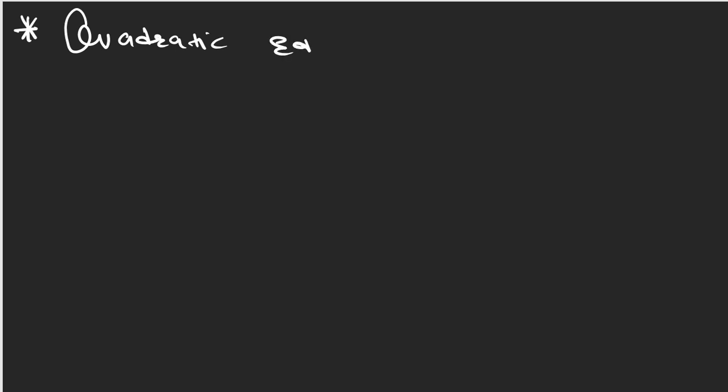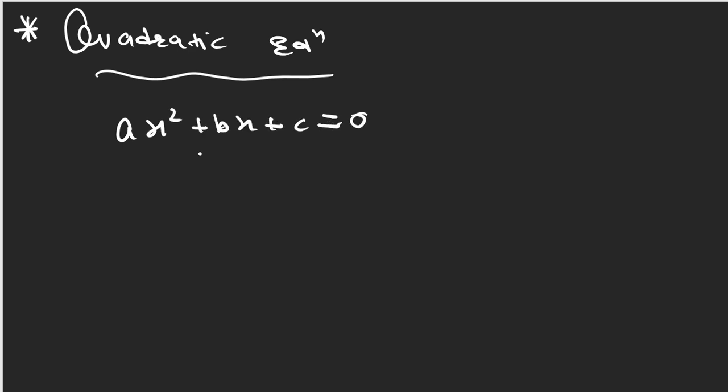Quadratic equation. This is something you are going to face in physics many times. So just like in a linear equation we have only one variable, in a quadratic equation we'll have two variables. In a linear equation, we have the variable to the power 1. In a quadratic equation, we'll have the variable to the power 2: ax square plus bx plus c is equal to 0.